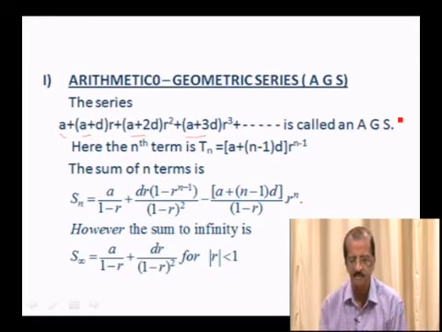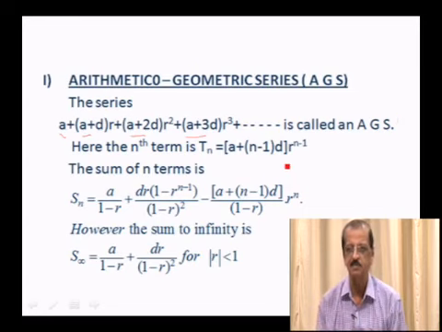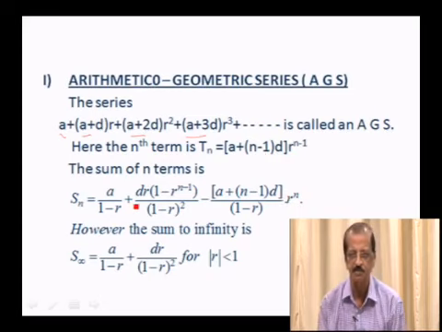The nth term of this arithmetico-geometric series is given by Tn is equal to (a plus (n minus 1) d) r to the power of n minus 1. The sum of the n terms is given by this formula, Sn is equal to a over 1 minus r plus dr into (1 minus r to the power of n minus 1) divided by (1 minus r) whole square, minus (a plus (n minus 1) d) over (1 minus r) into r to the power of n.